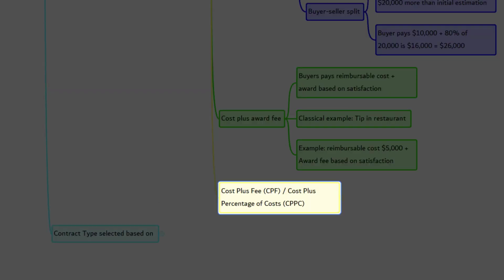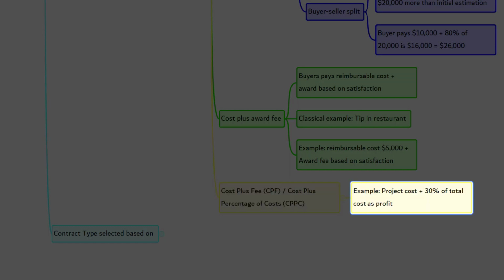Now, the next type is cost plus fee, CPF, also called cost plus percentage of cost, CPPC. A CPF or CPPC contract requires the buyer to pay for all the cost plus a percentage of cost as a fee. Let's say a project costs $20,000. The buyer has to pay the whole $20,000 plus on top of it, he has to pay an agreed percentage of total cost as profit to the seller.